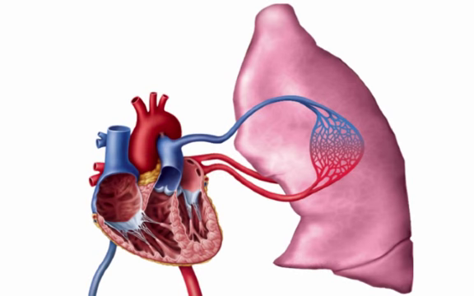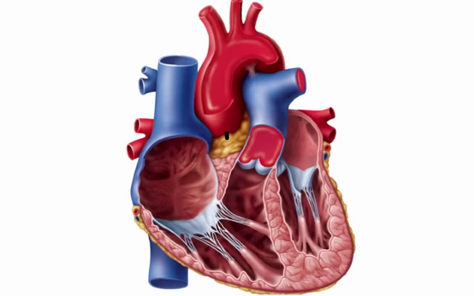From the right ventricle, the pulmonary trunk routes blood toward both lungs for reoxygenation. From the left ventricle, the aorta routes the blood toward all of the systemic tissues of the body to deliver oxygen and nutrients and pick up waste products.